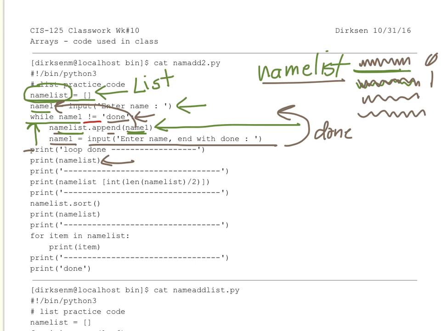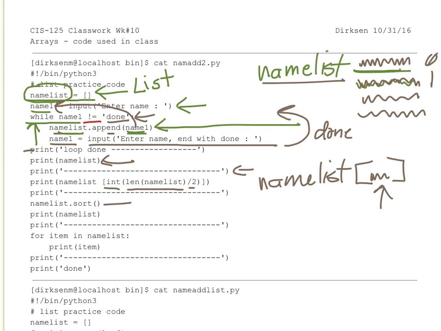I didn't show a run here. I should have done that. I just print some dotted lines. This will find the length of the list divided by 2, integer that. So it's going to take this name list, and this will be the middle number, and it'll print out that subscript. So it's going to print out the middle name in the list.